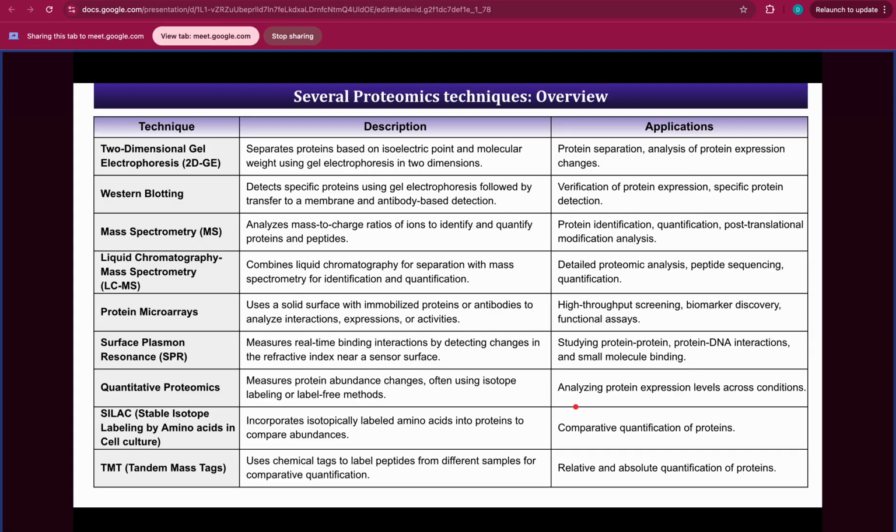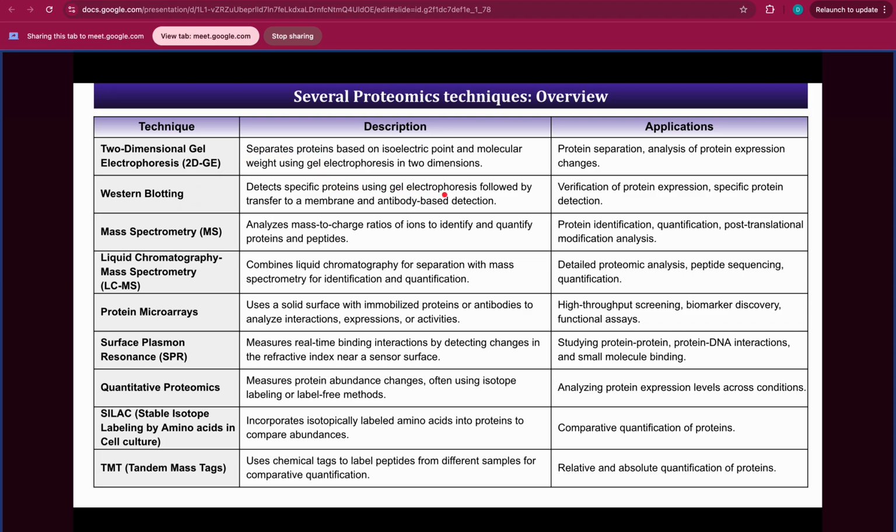Okay, so in this I have given you a brief overview of all the techniques. I'll just briefly go through them one by one. The first technique is two-dimensional gel electrophoresis, which is involved in proteomic analysis, which we have discussed. Then comes Western blotting. Western blotting is also based on the gel-based separation of the proteins.